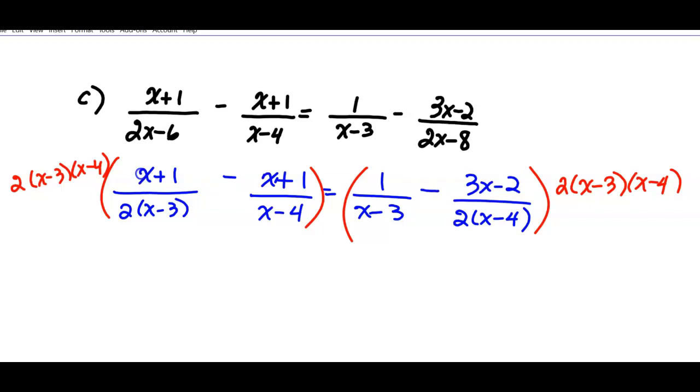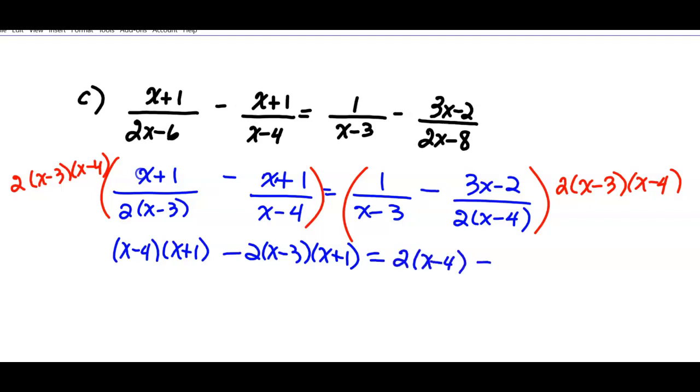Okay, so that'll divide out x minus 4 times x plus 1 minus x minus 4 is divide out. So 2 times x minus 3 times x plus 1 times 3 is divide out. So there is a lot of subtracting here, so make sure your signs are correct.